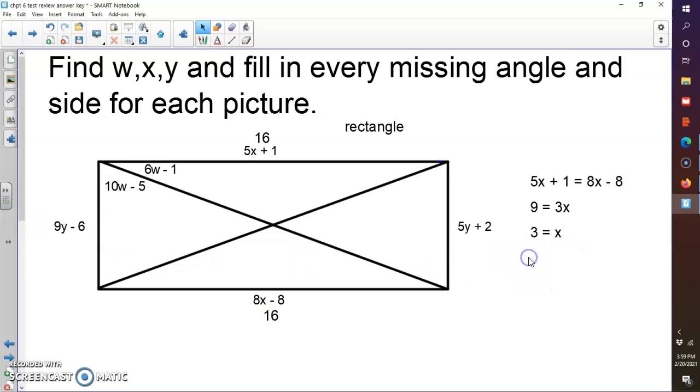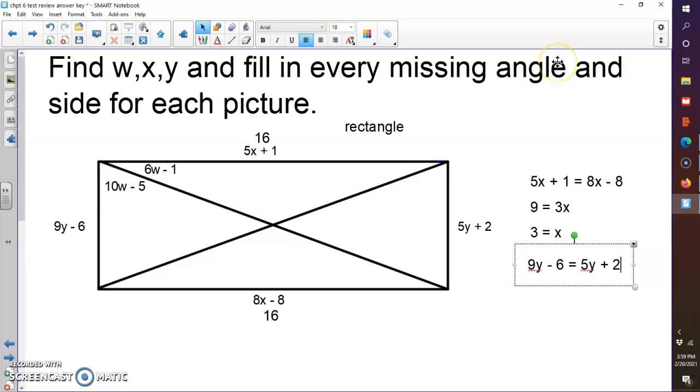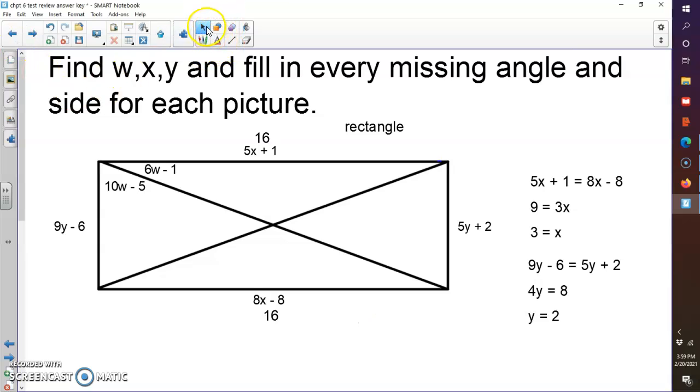My y's also have to be congruent. So 9y minus 6, sides represented by an expression with y obviously have to be congruent, 5y plus 2. So when I do that, I get 4y equals 8, and my y equals 2. Basic enough. So 9 times 2 is 18, minus 6 is 12. And 5 times 2 is 10, plus 2 is also 12.